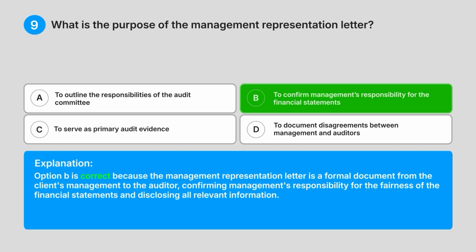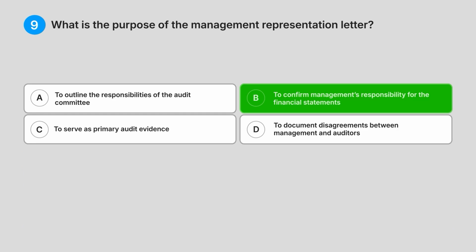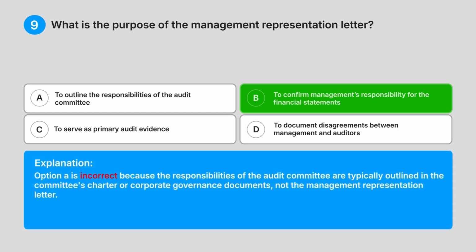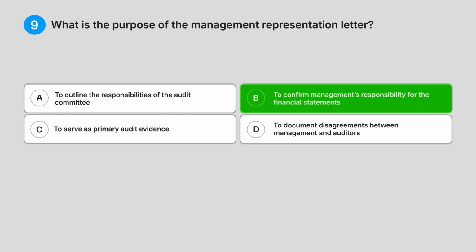Explanation. Option B is correct because the management representation letter is a formal document from the client's management to the auditor, confirming management's responsibility for the fairness of the financial statements and disclosing all relevant information. Option A is incorrect because the responsibilities of the audit committee are typically outlined in the committee's charter or corporate governance documents, not the management representation letter.